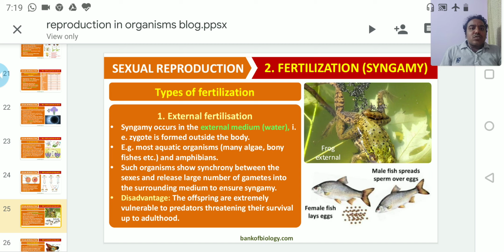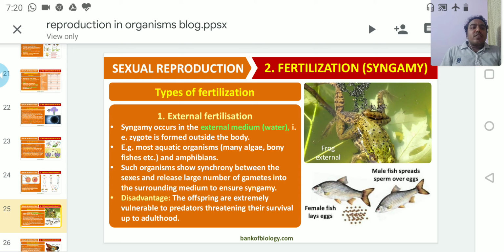That means most aquatic organisms, many algae, bony fishes and amphibians. Such organisms show synchrony. Synchrony means when they attain maturity, at the time of releasing reproductive structures, the opposite sexes release a large number of gametes into the surrounding medium to ensure syngamy.